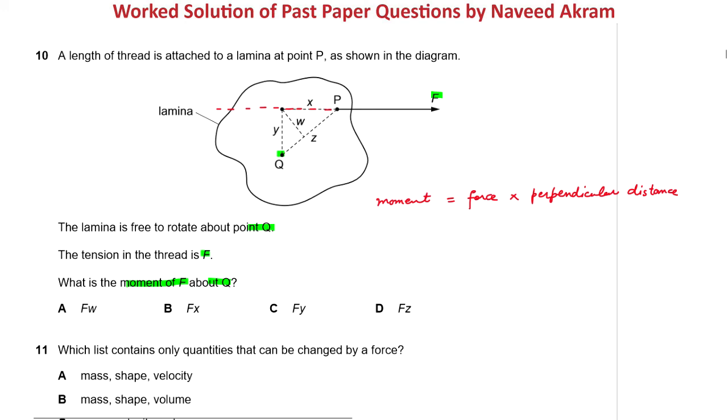Now let's talk about w. Again, w is not the distance from the pivot to the force. Now y. If you see, y is the perpendicular distance from the pivot to the force. See, this is the line which joins point Q to the line of action of force, and you can see that this is the angle of 90 degrees. So the perpendicular distance from the force to the pivot is y. So the moment will be equal to F into y. Option C.